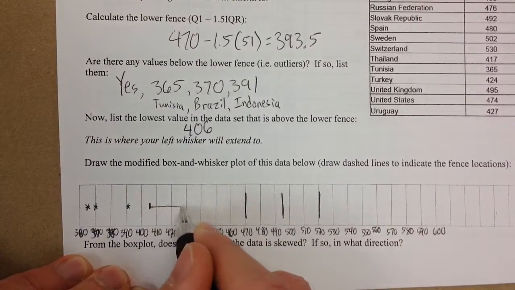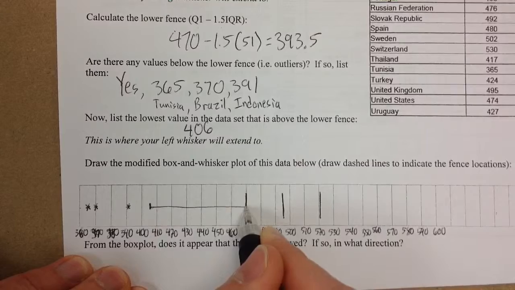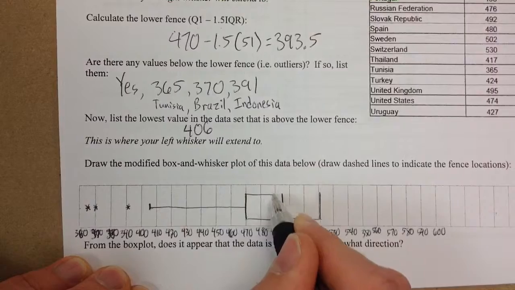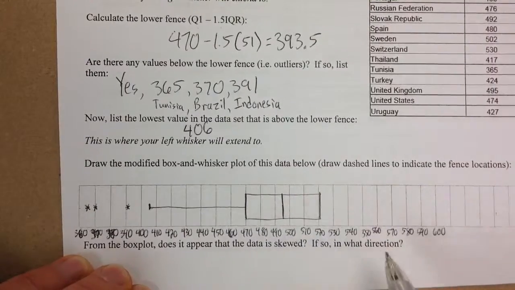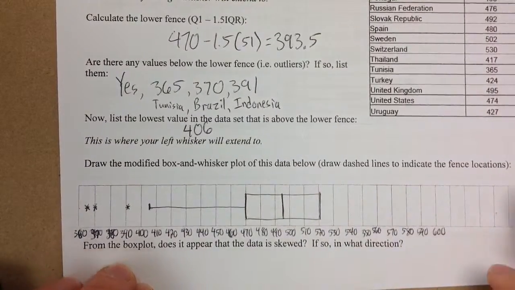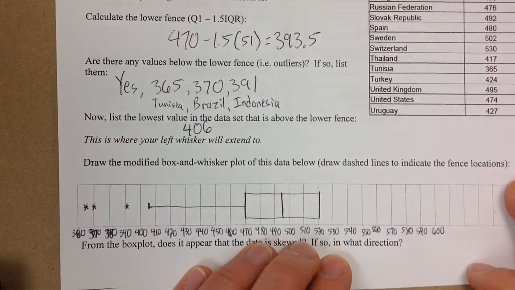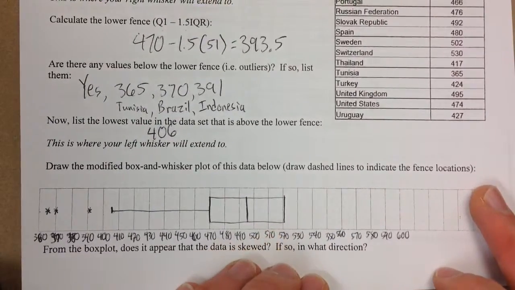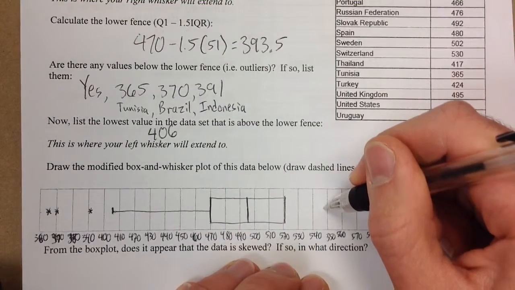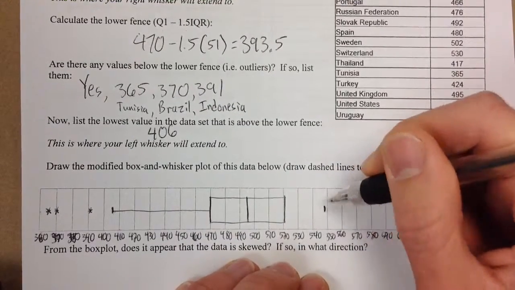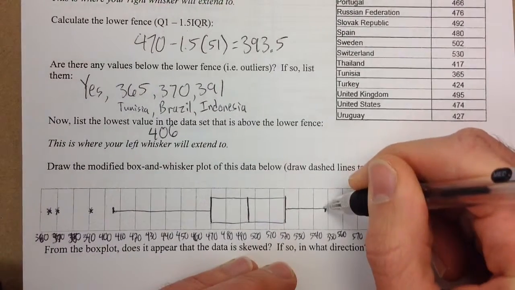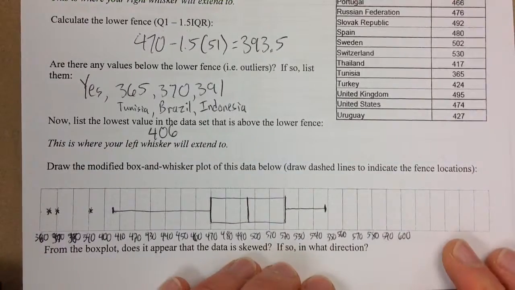Okay, and then a line that connects the left whisker to the left edge of the box. Draw the lower and upper boundaries of the box. The height of the box doesn't matter. And now the highest value that is not an outlier, which is in this case the same as the maximum value, 548. And we have no outliers on the upper end.